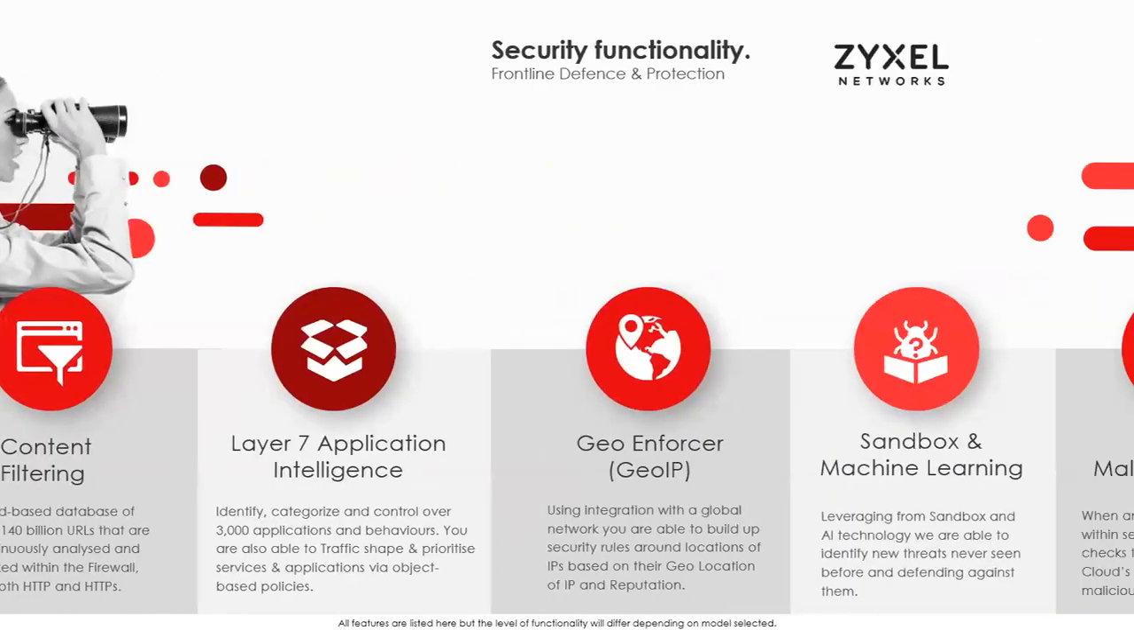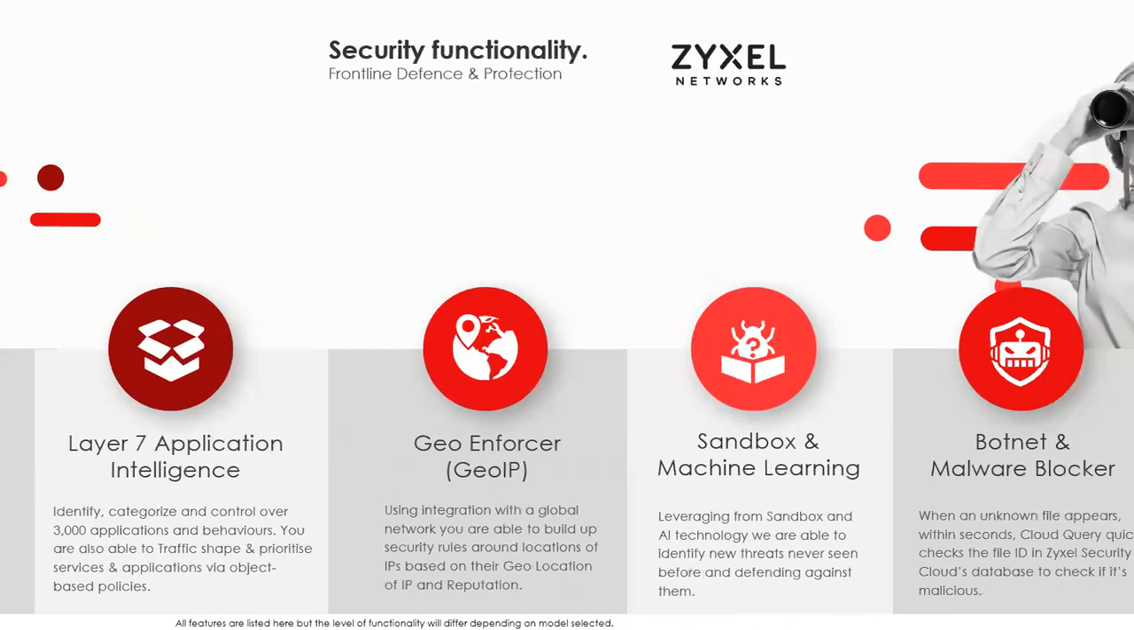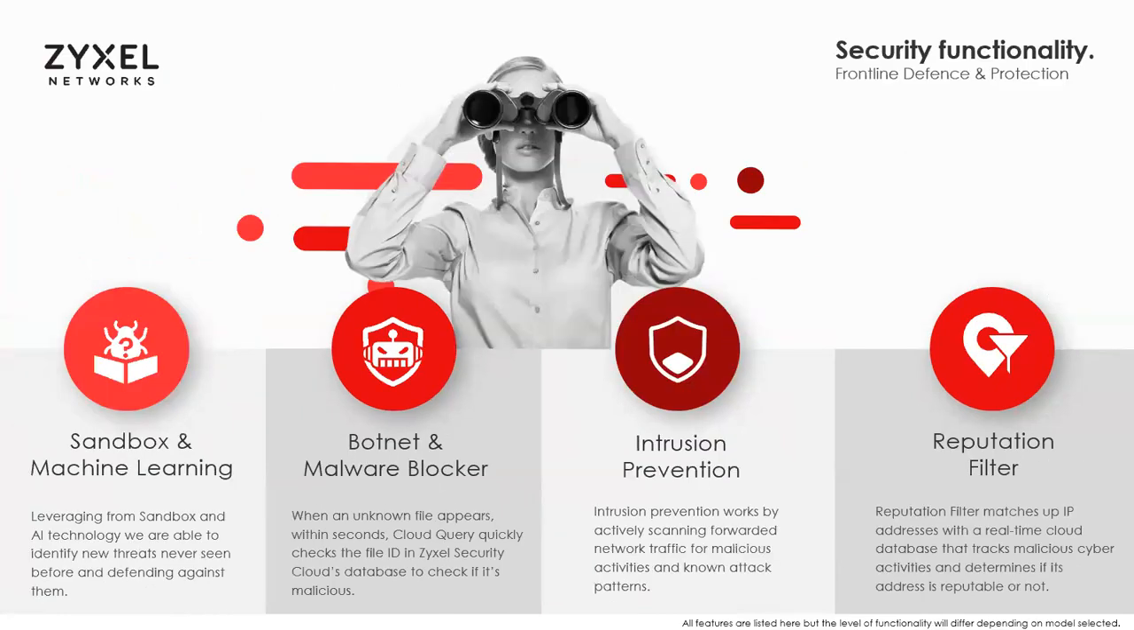On the ATP side of things, we have sandbox and machine learning, which we'll talk about in a future slide. We have the ability to block botnets and malware, IDP, intrusion detection prevention, and reputation filters, where you assign a reputation to different IP addresses.